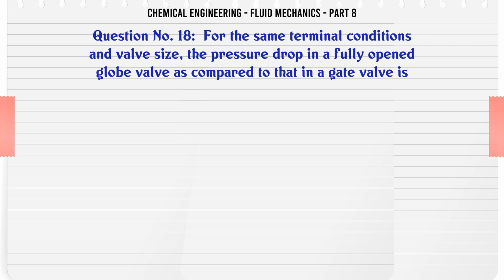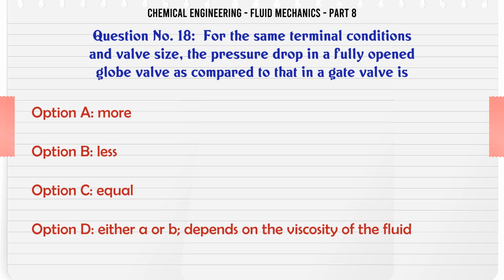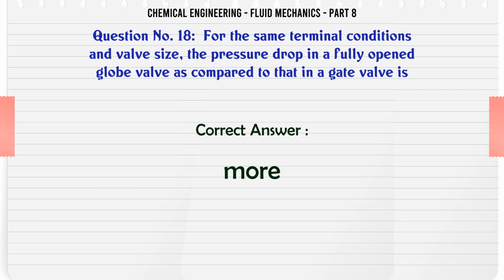For the same terminal conditions and valve size, the pressure drop in a fully opened globe valve as compared to that in a gate valve is: A. More. B. Less. C. Equal. D. Either A or B, depends on the viscosity of the fluid. The correct answer is: more.